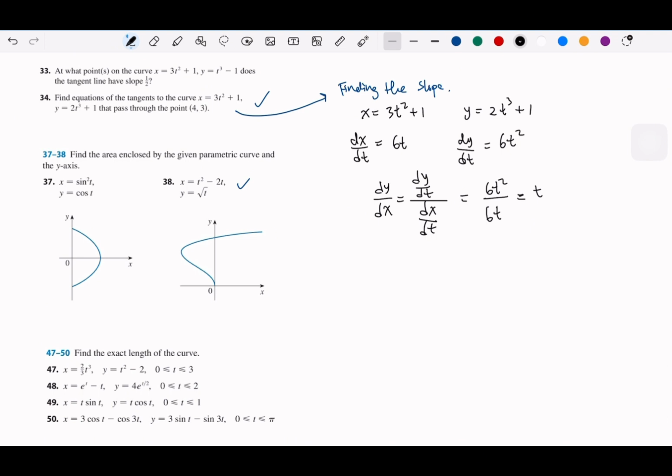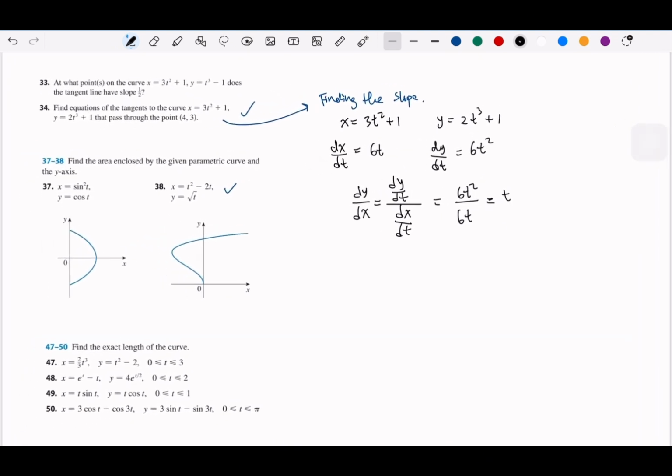So if you want to write the line equation based on this x and this y, and using this m, remember that this is m, we could write the linear equation y minus y1 equals m times x minus x1. We're still in terms of the parametric variable. Let's say we write this as y minus 2t cubed plus 1 equals t times x minus 3t squared plus 1.